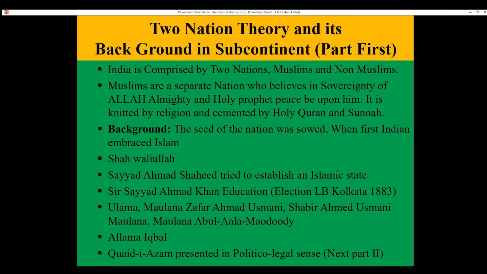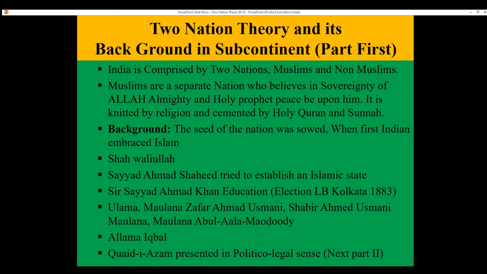Muslims are a separate nation who believe in the sovereignty of Allah Almighty and the Holy Prophet, peace be upon him. This nation is knitted by religion and cemented by the Holy Quran and Sunnah. This was the ideology, the concept, and the slogan of the Muslim leadership when they were in the subcontinent.